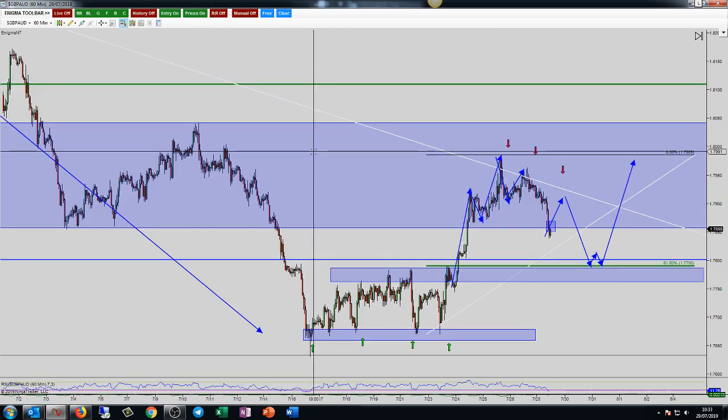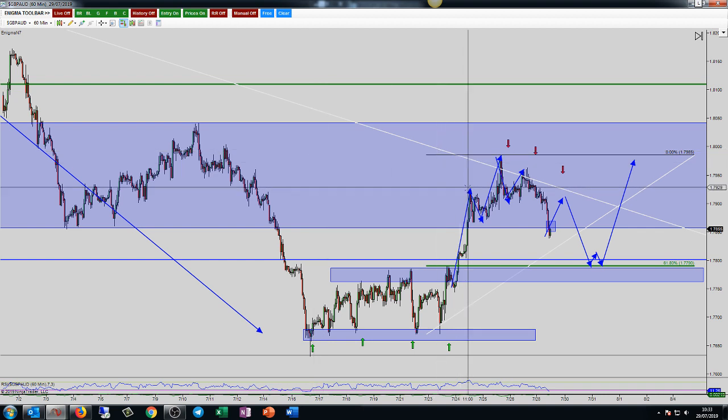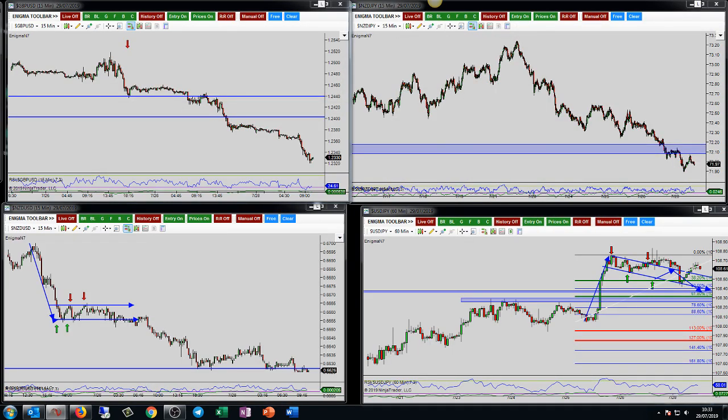Anything else on the pound Aussie, guys? If not, I will put that one to the side as well, and we'll take a look at the pound yen.